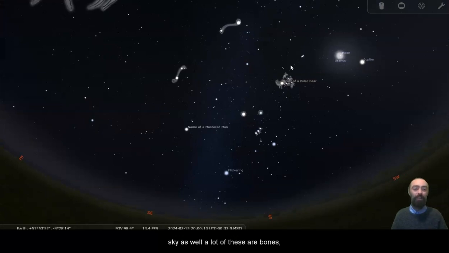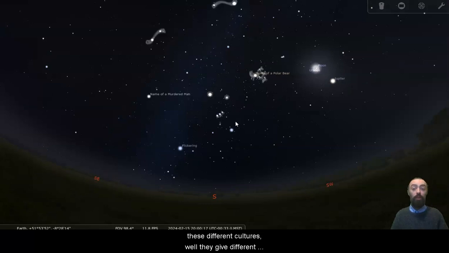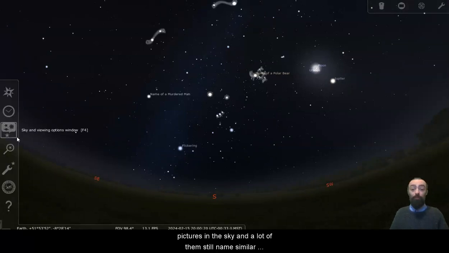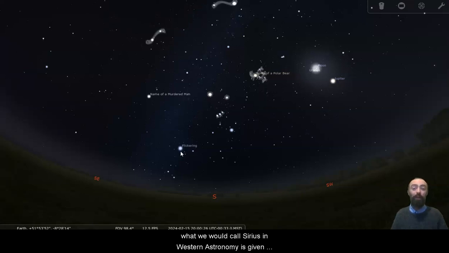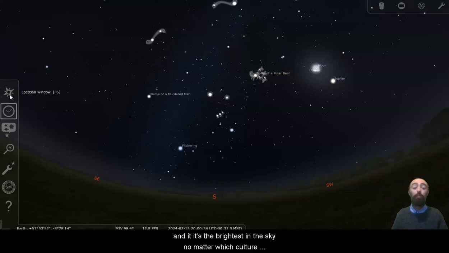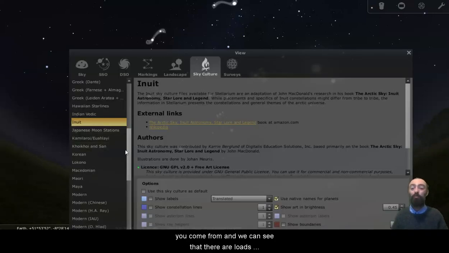And then there's these other pictures in the sky as well. A lot of these are bones. These different cultures give different pictures in the sky, and a lot of them still name similar things. So this one is called flickering. So this star, what we would call Sirius in Western astronomy, is given its own name in Inuit astronomy as well, presumably because it's the brightest in the sky, and it's the brightest in the sky no matter which culture you come from. And we can see that there are loads more.